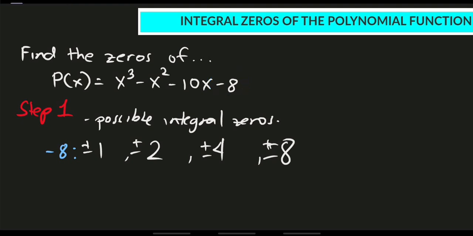So let's proceed to step number 2. For step number 2, we need to use synthetic division or evaluation to find at least one zero from among the divisors. That means we need to choose at least one value, right? It's either positive 1 or negative 1, positive 2 or negative 2, 4 or 8, right? So we need to choose at least one value and try to look for at least one zero.